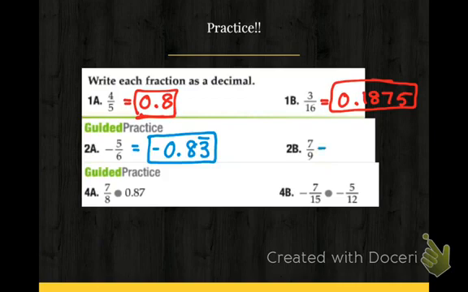And 2B here, we've got 7/9. So I take 7 divided by 9, and I get 0.7 repeating. So you'll probably see 7s all the way across, with an 8 at the end. Remember, because our calculator runs out of room, we can just show that by the 7 repeating.